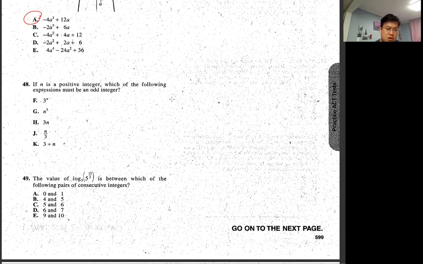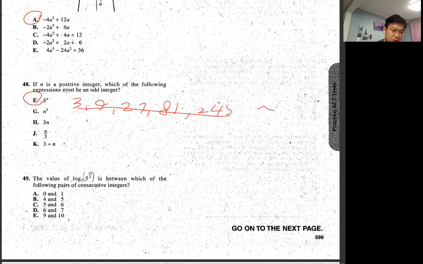For a positive integer, which of the following expressions is an odd integer? All of these, you just plug in any number. If n is 1, 3 to the n is 3, then 9, 27, 81, 243. It's going on and on, so all odd numbers. But in this one, no, 8 is not odd. And 1 over 6, no, it's a fraction. 1 over 4, this is not. So it's all not.